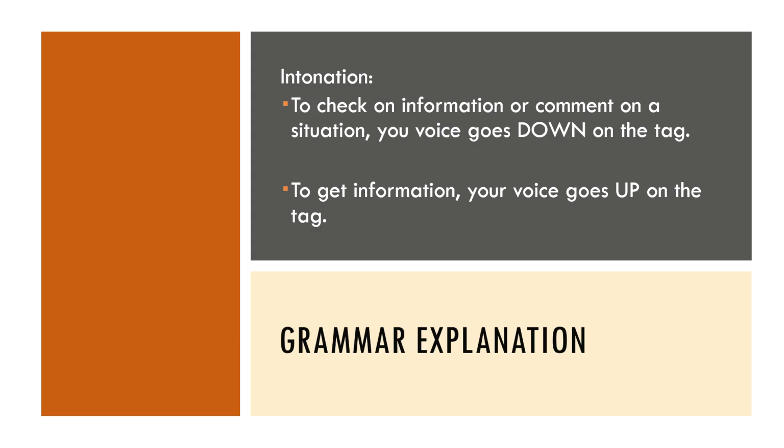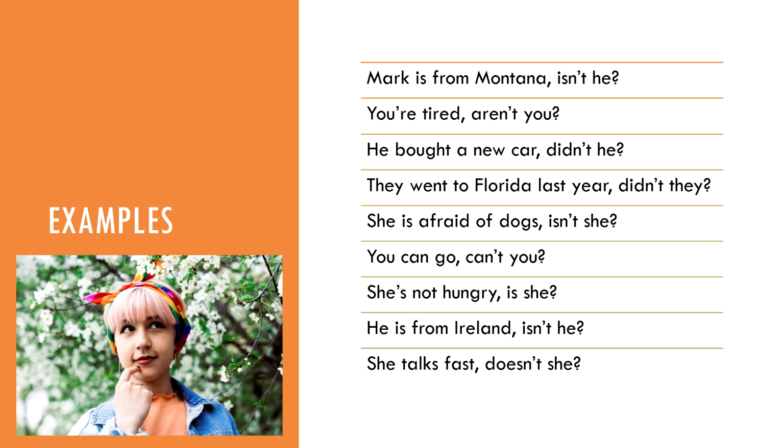And we also want to talk about intonation. There's two ways we can do intonation with tag questions. So if you are checking on information or commenting on a situation, or in other words, you pretty much know this information already, you're just confirming it, your voice is going to go down on the tag or the second part of that sentence. If you don't know and you're getting information, your voice is going to go up on the tag. And let's take a look at some examples.